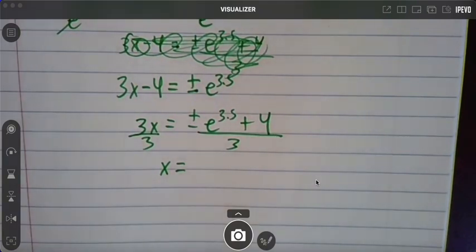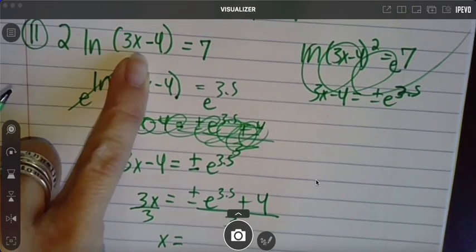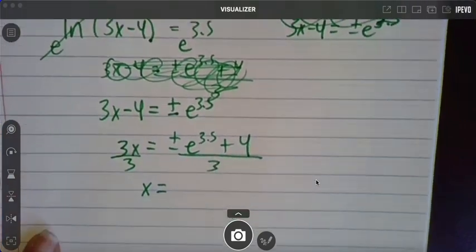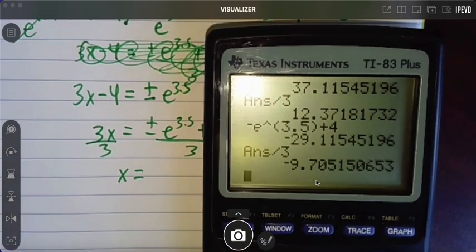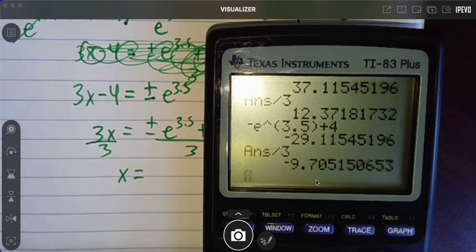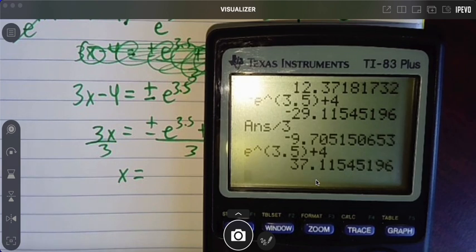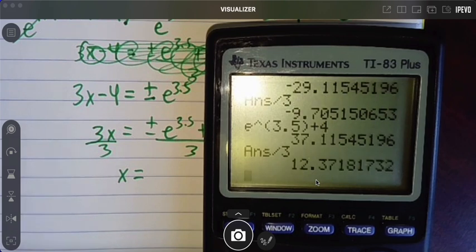But then what does it tell us to do on the worksheet? It says, check your answer. So we're going to go back and plug it in. Up here, we can plug it in on our calculator. Can you put your calculator up there so I can see how you put it in? Yeah, I'll do my positive one first. I'm going to take e to the 3.5, close parentheses. Then I add 4, press enter real quick, and then I divide by 3. And it gives me 12.37.